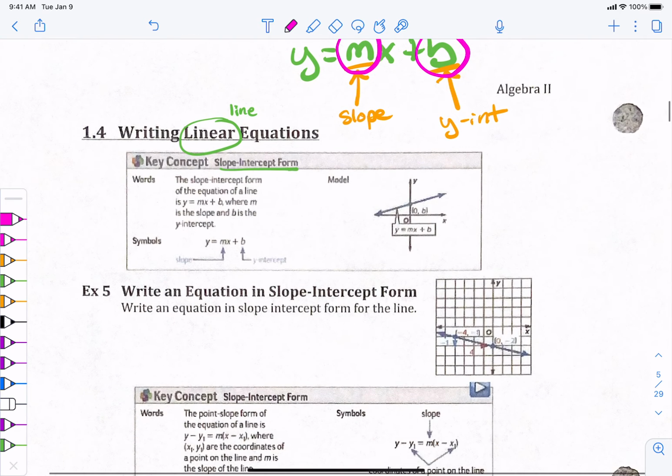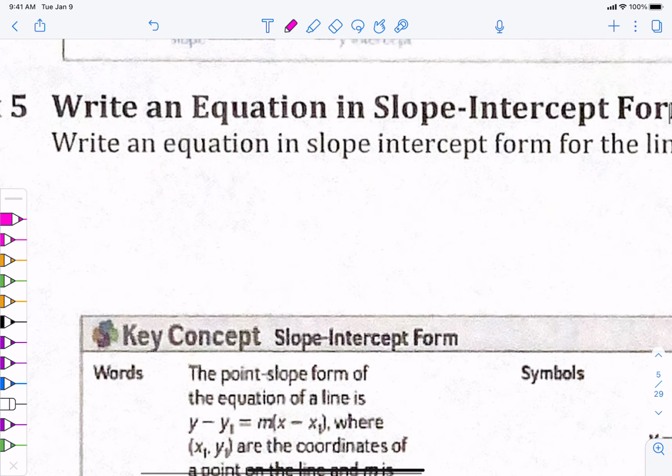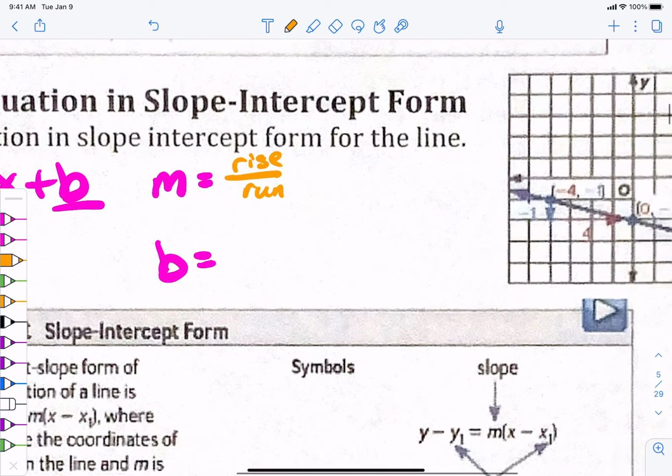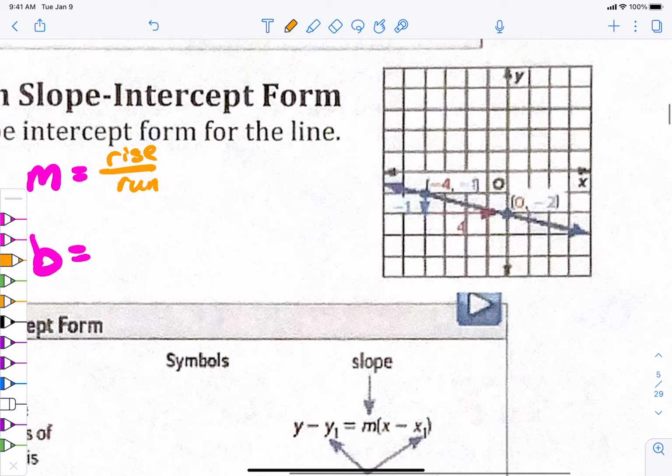Write an equation in slope-intercept form for the line. That's example 5. Slope-intercept form, y equals mx plus b. We have to find what m is, we have to find what b is. We're going to practice again that slope thing. M is the slope, it's the rise over the run. So we're going to go over here to this line and figure out what the rise over the run is.